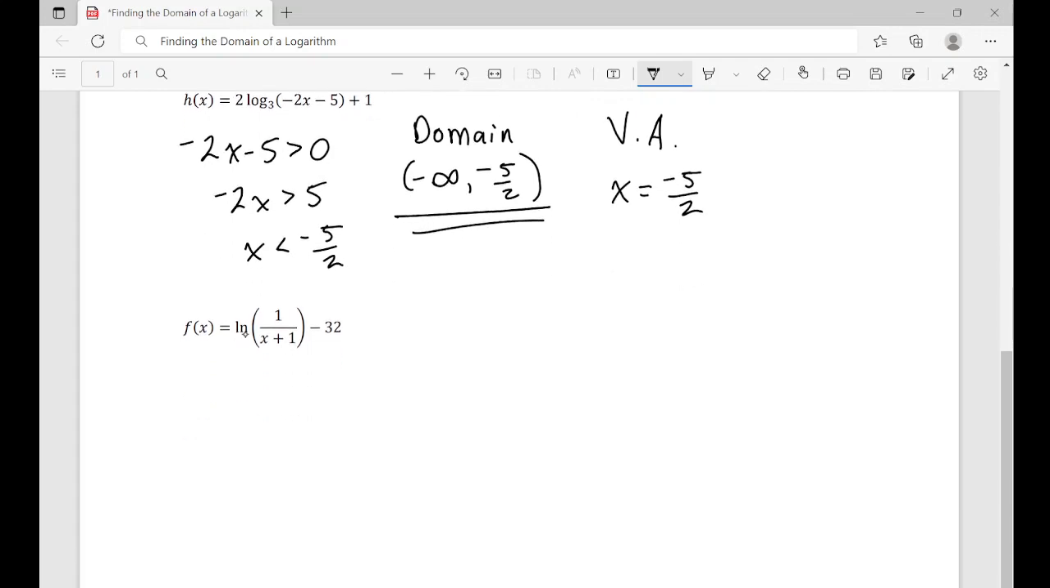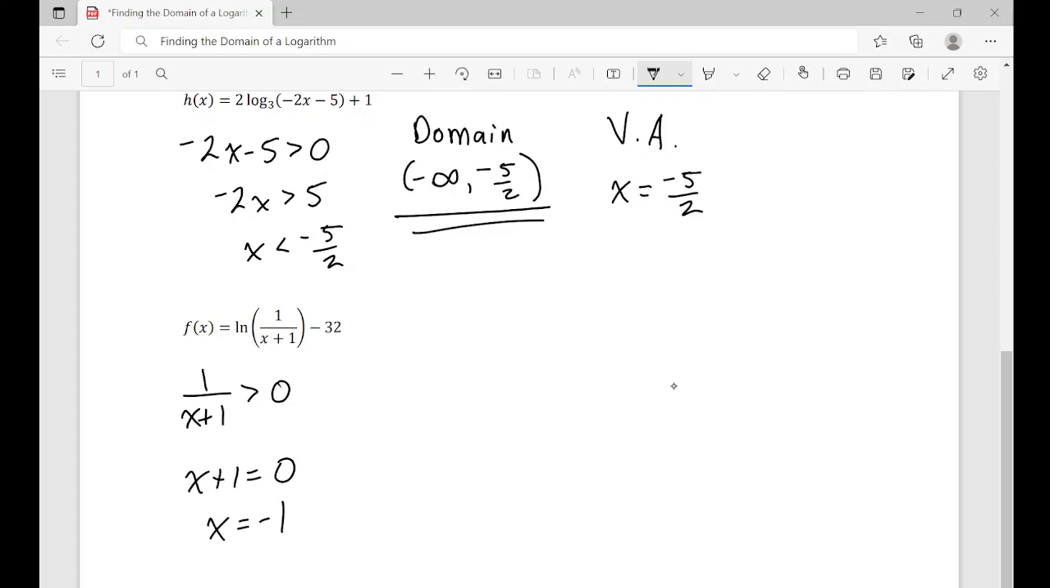Last, we have ln of 1 over x plus 1, minus 32. Again, I'm going to focus on the parentheses, just the argument. So 1 over x plus 1 is greater than 0. Here I actually have a rational inequality. So what you have to do here is set the numerator equal to 0, which is not possible, it's just a 1. And you have to set the denominator equal to 0. So we get x plus 1 equals 0. And when we subtract 1 over, x is going to equal negative 1.